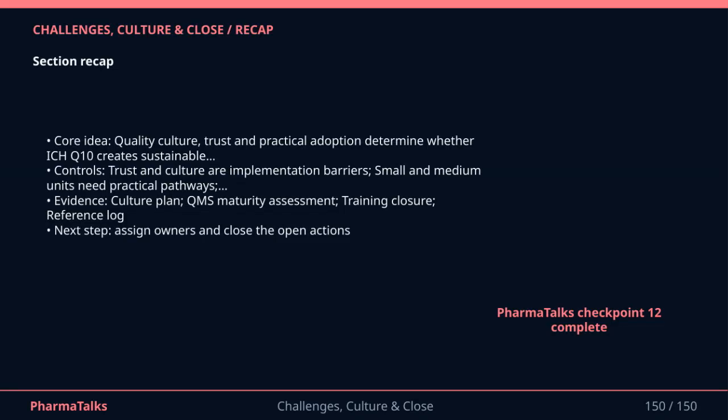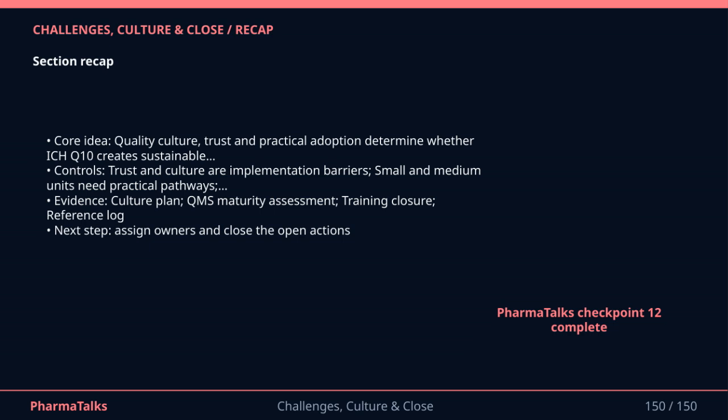To wrap up, the core idea we need to focus on is how quality culture, trust, and practical adoption directly impact the sustainability of ICH Q10 implementation. We identify that trust and organizational culture often act as barriers during implementation, especially in small and medium-sized units, which require clear, practical pathways to succeed.